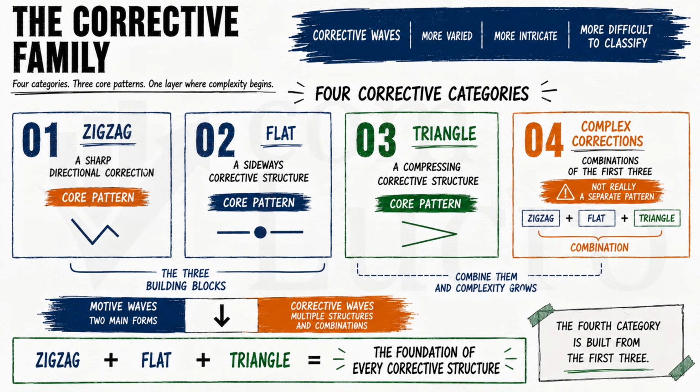With motive waves covered, we can move on to corrective waves, more intricate, more numerous, and as you'll see, the part of the theory where things get genuinely complicated. Now to corrective waves. There are 4 types: the zigzag, the flat, the triangle, and complex corrections, which aren't really a 4th pattern so much as combinations of the first 3.